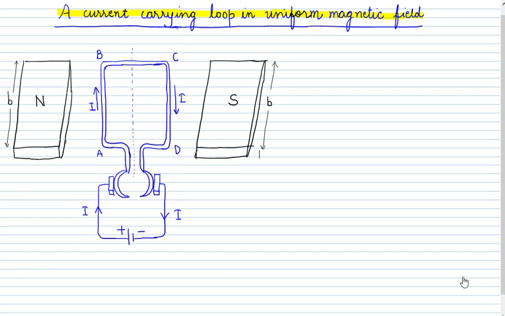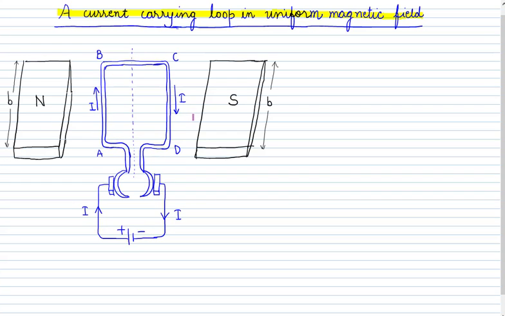Next we'll see what happens when we place a current carrying loop in a uniform magnetic field. So here we are taking a rectangular loop. As you can see, ABCD is our rectangular loop, shown in blue color in the diagram. This loop is carrying the current I. You can see the direction of current shown in the diagram. It is going in the upward direction like this and then coming down here. Here you can see a source of the current. There is a cell which is connected and it gives the current to this loop.